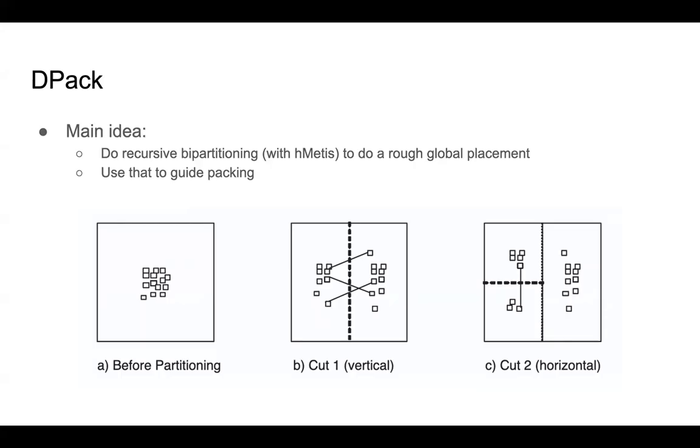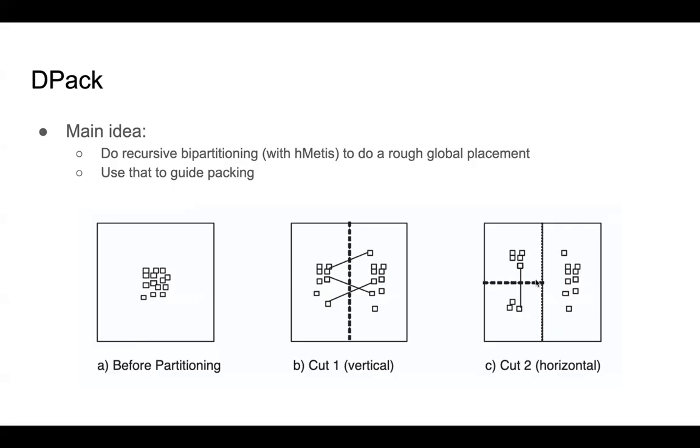So, DPAC uses hMetis to cut the netlist into two separate partitions, and then it does that again and again to do a rough global placement and use that global placement to guide packing. So here in this diagram, we have a netlist before the partitioning, and then we do a vertical cut here. Everything on the left is part of one partition, everything on the right is part of another partition, and so we have a cut line here that's cutting three connections.